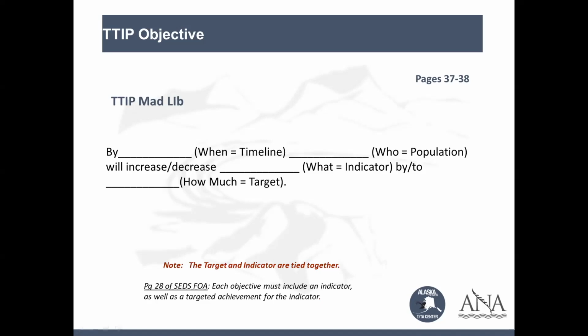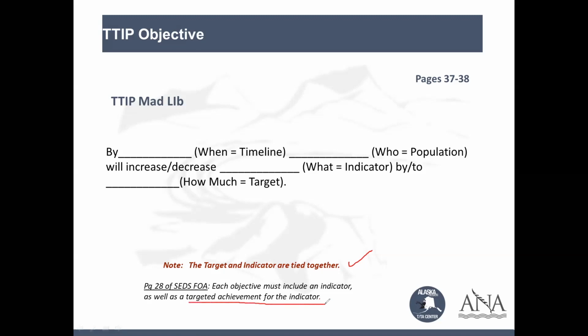Please note, it is very important that the target and the indicator are tied together. And on page 28 of the SEDS FOA, it makes this very clear. Each objective must include an indicator as well as a targeted achievement for the indicator.